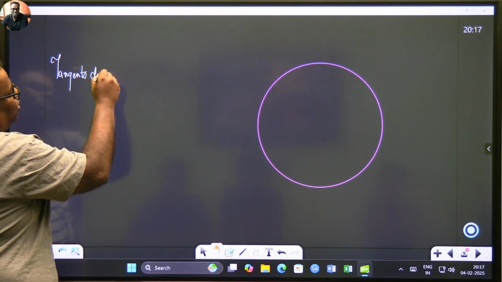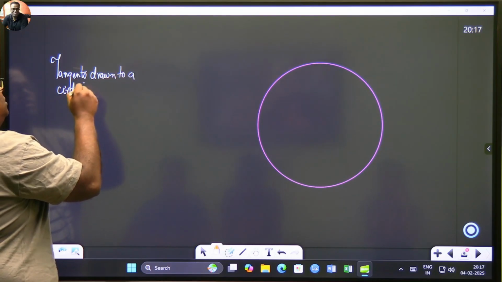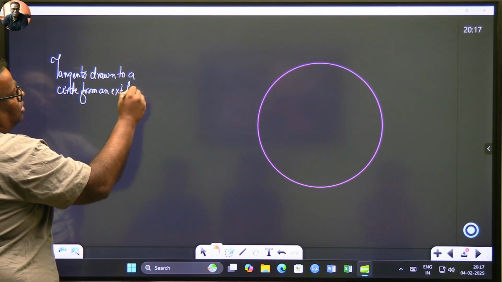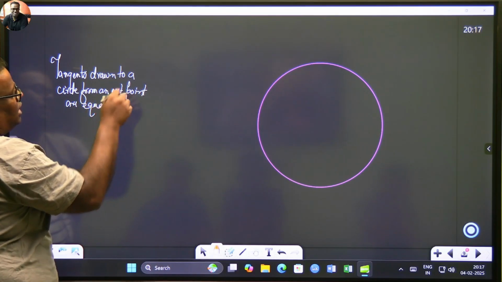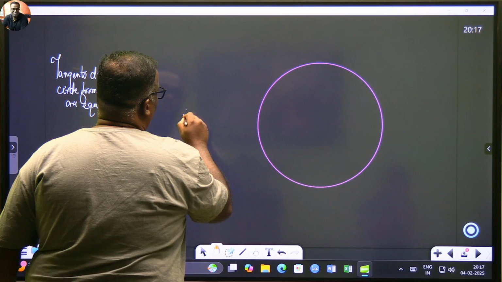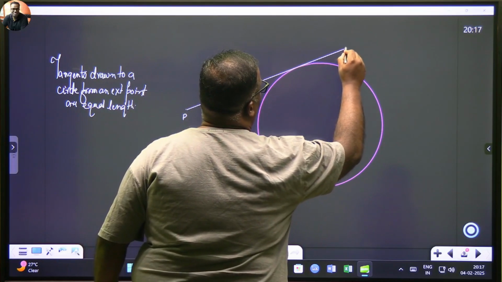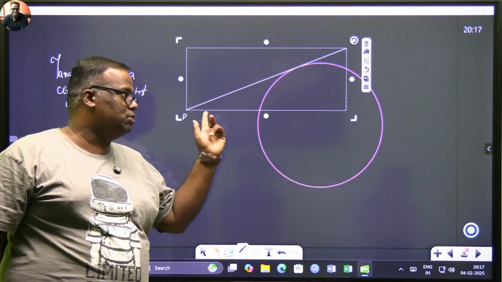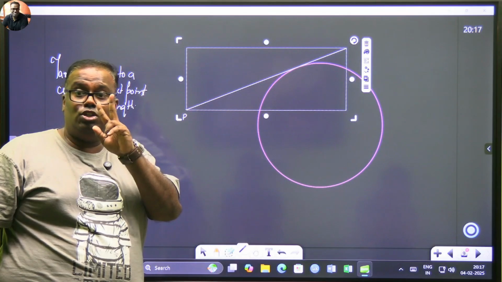Tangents drawn to a circle from an external point are equal in length. Whether this is in your course or not, this will help you. This is CBSE 9 and 10 combined now. It says that this is my external point P and I'm trying to draw tangents to this circle. So one tangent would be, say, this. You can have only two unique tangents from this point. There cannot be any other different tangents from here. Given an external point, we can have only two unique tangents.